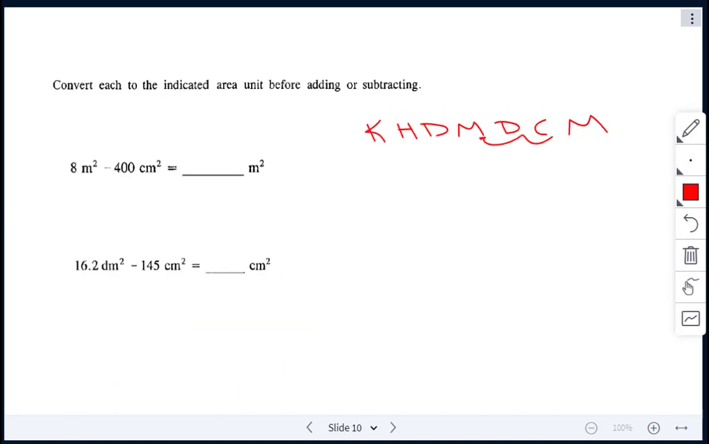Okay, so for this question here, we have to change this 400 centimeters squared to meters squared. So we have 8 meters squared minus, we have to change the 400 centimeters squared to meters squared. So we're moving 2 to the left, but we have to double it because it is area. So if we write this out, it's going to move 1, 2, 3, 4 to the left, which makes it 0.04 meters squared. Now you can go ahead and subtract. So 8 minus 0.04, that gives me 7.96 meters squared.